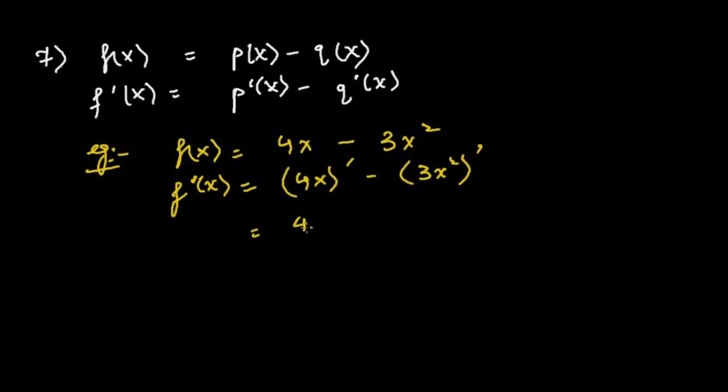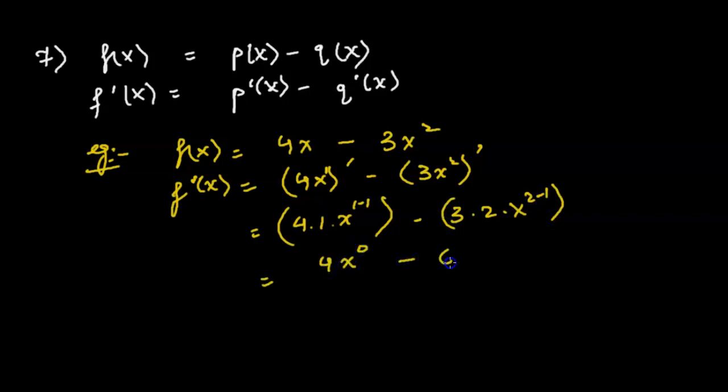Because it's 4x to the power of 1, it will look like a linear derivative, so the answer is just 4. But if we want to show our work using the fifth rule, because the power is 1, we're going to write it as 4 times 1 times x to the power 1 minus 1. This gives us 3 times 2 times x to the power 2 minus 1. When we simplify this further, we get 4 times x to the power 0 minus 6x. Anything raised to the power 0 is 1, so we are just left with a 4 here, minus 6x. If we rewrite this answer in the correct polynomial form, it would look like minus 6x plus 4.